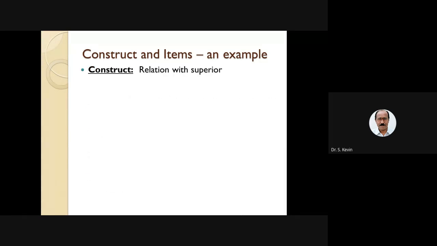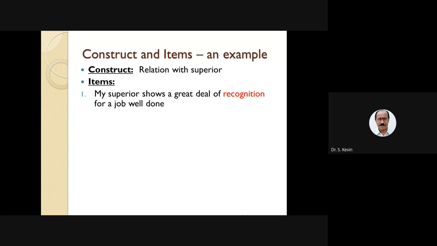Another example, relation with superior. We have seen dimensions. Relation with superior is a dimension of job satisfaction. It has got different elements. Each element is going to be converted into a statement and then we will call them items. Now let us look at the items here. My superior shows a great deal of recognition. See there, guidance, recognition, supervision. Remember, I showed you a previous slide. Guidance is there, recognition is there, supervision is there, and the comfort level of the relation, etc. So one statement is regarding recognition: my superior shows a great deal of recognition for a job well done.